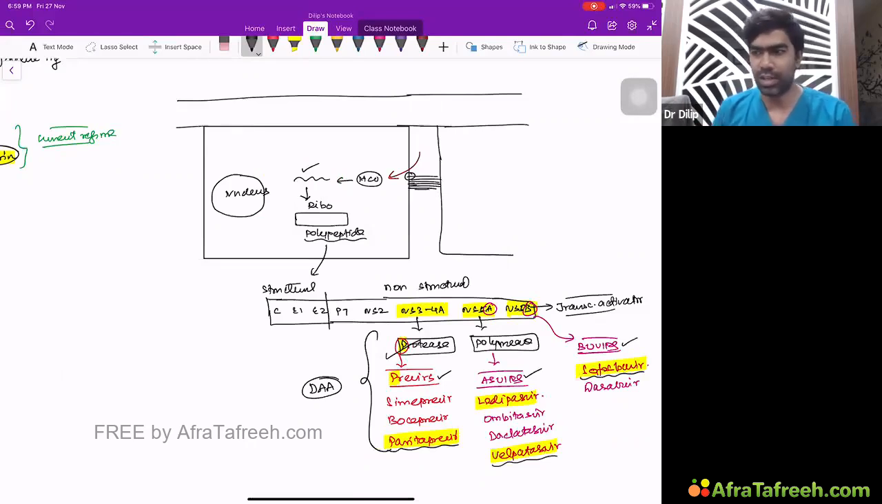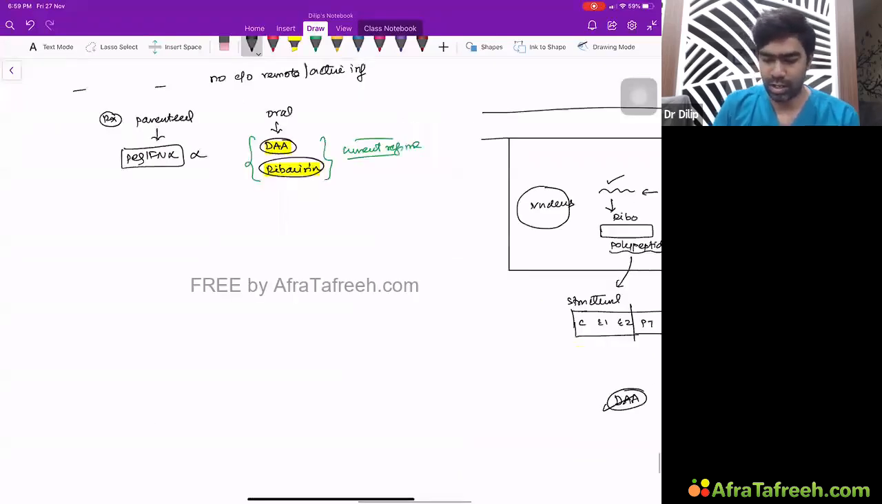AASLD guidelines will give differently, EASL guidelines will give differently, and APASL guidelines will give something different. So it depends on the local prevalence of a particular genotype. So no need to worry about all this. They're not going to ask anyway. The most important thing they'll be asking is what are DAAs and what are the groups under the direct antiviral group. And pegylated interferon alpha, whether it's used or nowadays, we don't use it. And currently we are preferring interferon-free regimens.